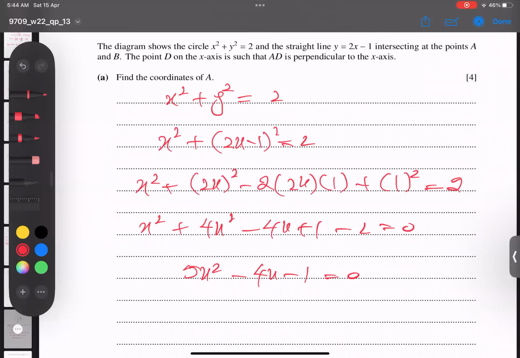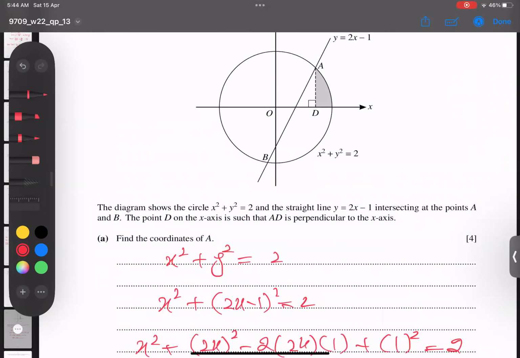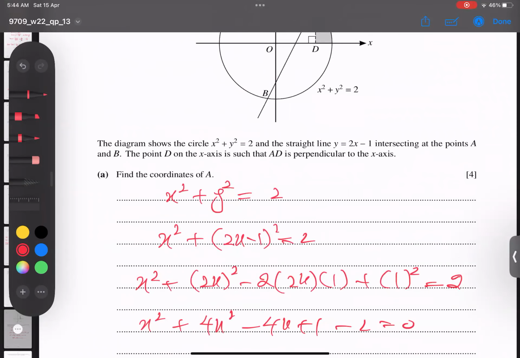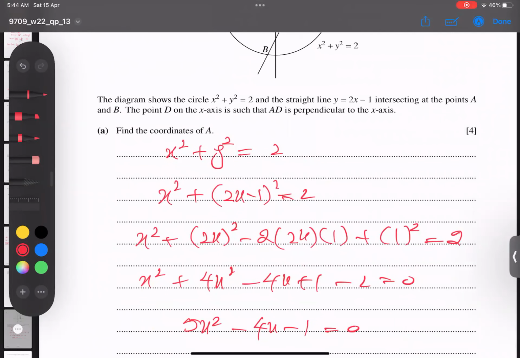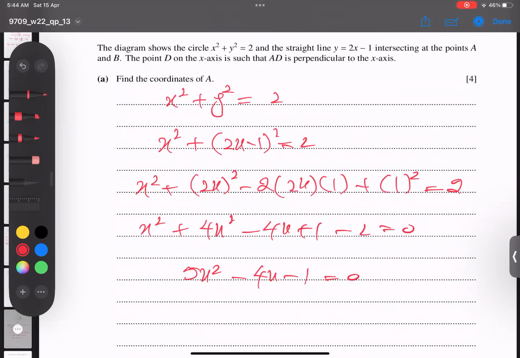So let's see now what happens. X squared plus y is 2. And I replace here 2x minus 1 equals to 2. Okay, all correct. First term square negative 2 into first term second term plus second term square. I got 4x and plus 1 minus 2. It is correct, okay. I thought some mistake.